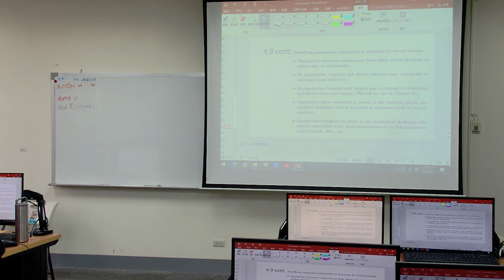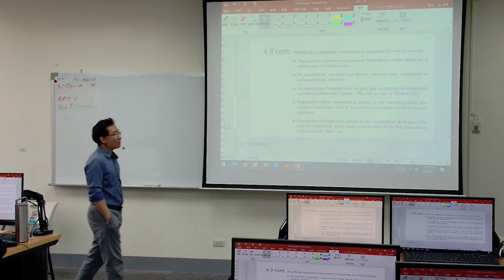So the singularity. And of course, the later definition is so ambiguous. Ambiguous means 模糊. So we just go through a little bit, then we will see the true case, which may help us understand. Like a singularity, bounded end-effector velocity may correspond to unbounded joint velocity. What does it mean? It's a very difficult sentence.